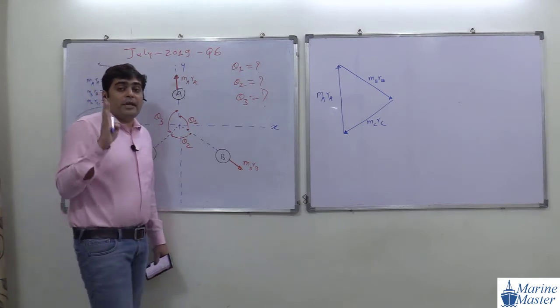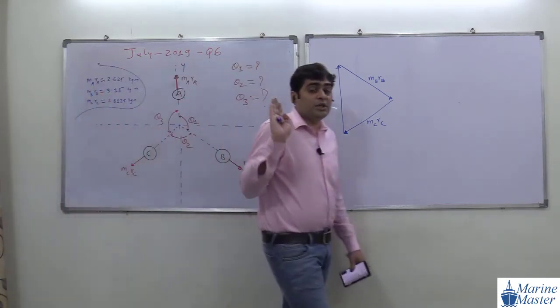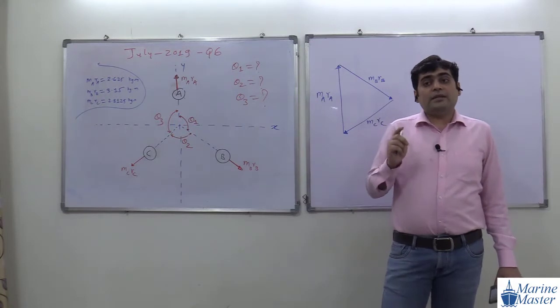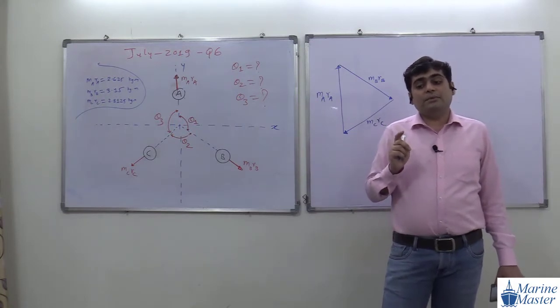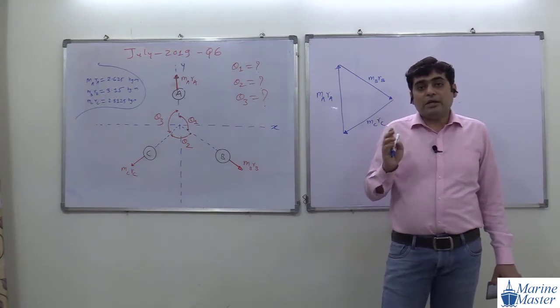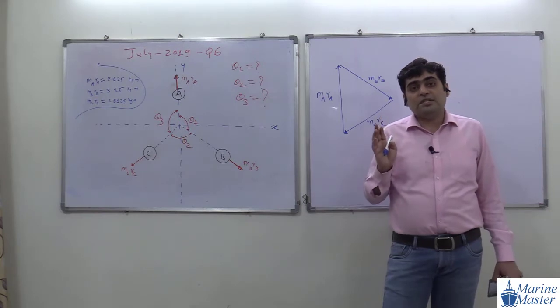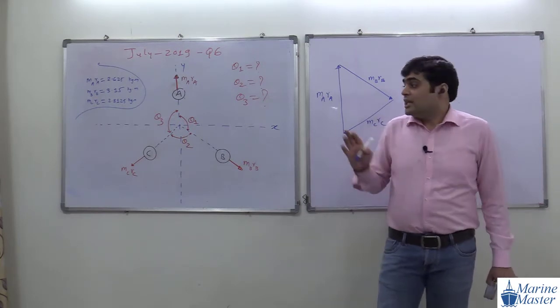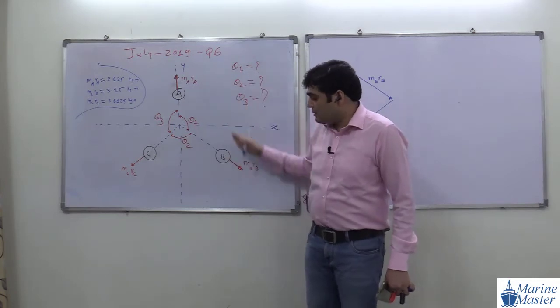See the point, what I have given to you. If any coplanar concurrent three force system is in equilibrium, what will they do? They will form a closed triangle. So here we have a closed triangle.